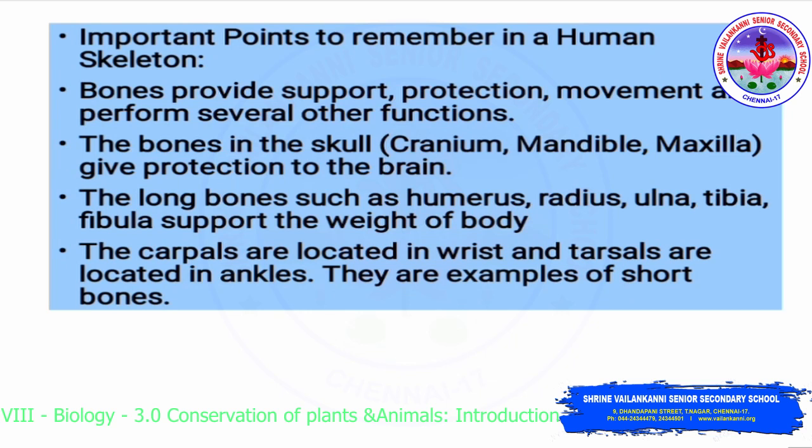Next we are going to discuss important points to remember in a human skeleton. Bones provide support, protection, movement and perform several other functions. The bones in the skull, cranium, mandible and maxilla give protection to the brain. The long bones such as humerus, radius, ulna, tibia and fibula support the weight of our body. The carpals are located in the wrist and tarsals are located in the ankle. They are examples of short bones. These are the important points to remember in a human skeleton.